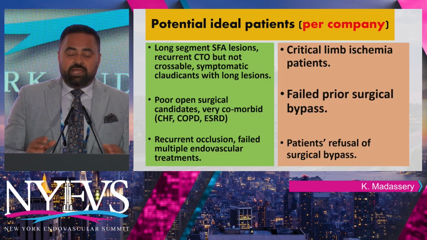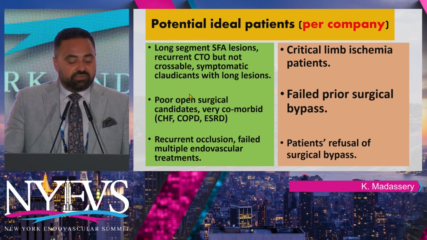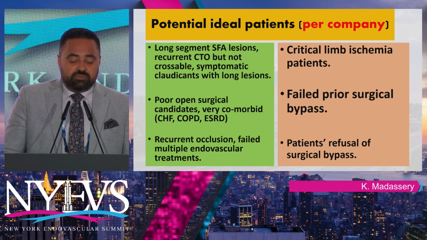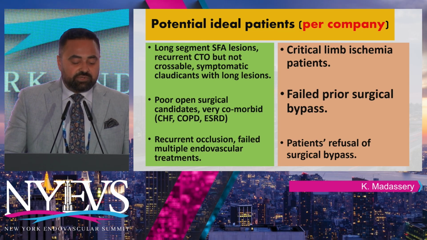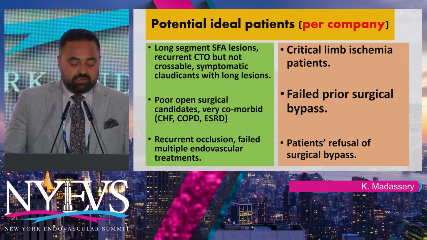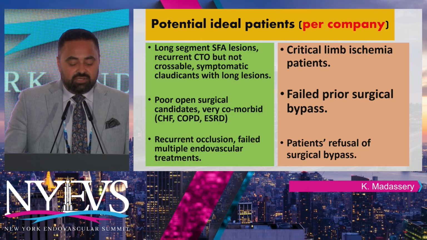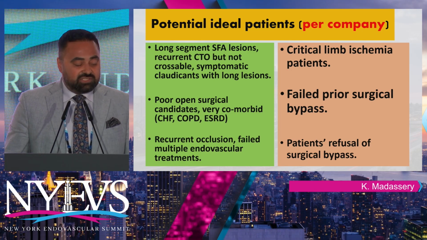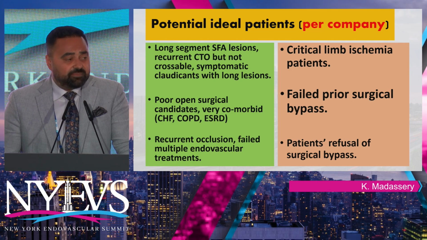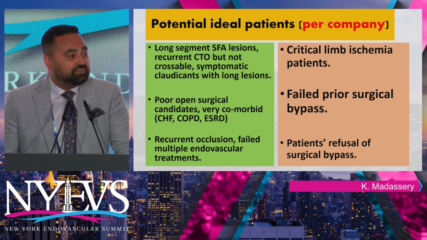So the potential ideal patients per the device manufacturer are long segment SFA lesions, recurrent CTOs but not crossable, symptomatic claudicants with long lesions, poor open surgical candidates, and I think there's a lot of nuance to that. Christian says he can bypass anybody, so I know that the nuances are different to every surgeon. Recurrent occlusions, multiple failed endovascular treatments, CLTI patients, failed bypasses, and then refusal of surgical bypass, which you can convince any patient to refuse surgery.